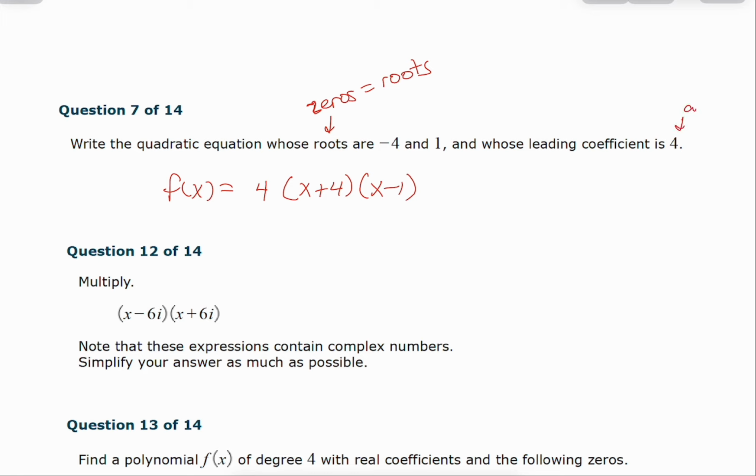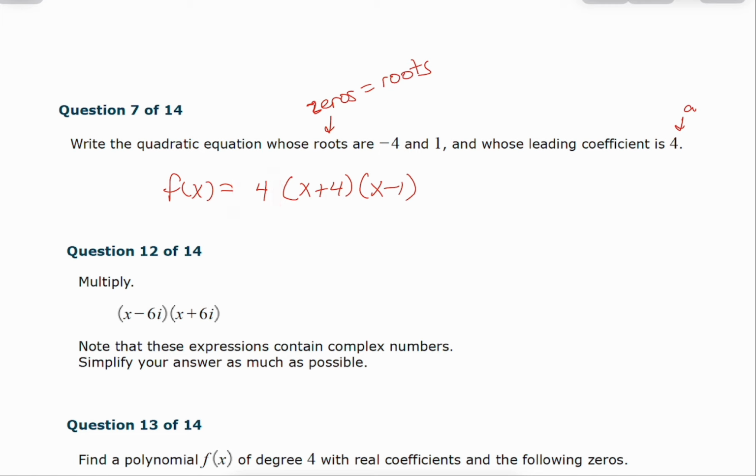If Alex doesn't like that and they want it in polynomial form, you may have to multiply it out. Just FOIL it, hold that 4, multiply the x's, multiply the 4, and then multiply everything that you get by 4.